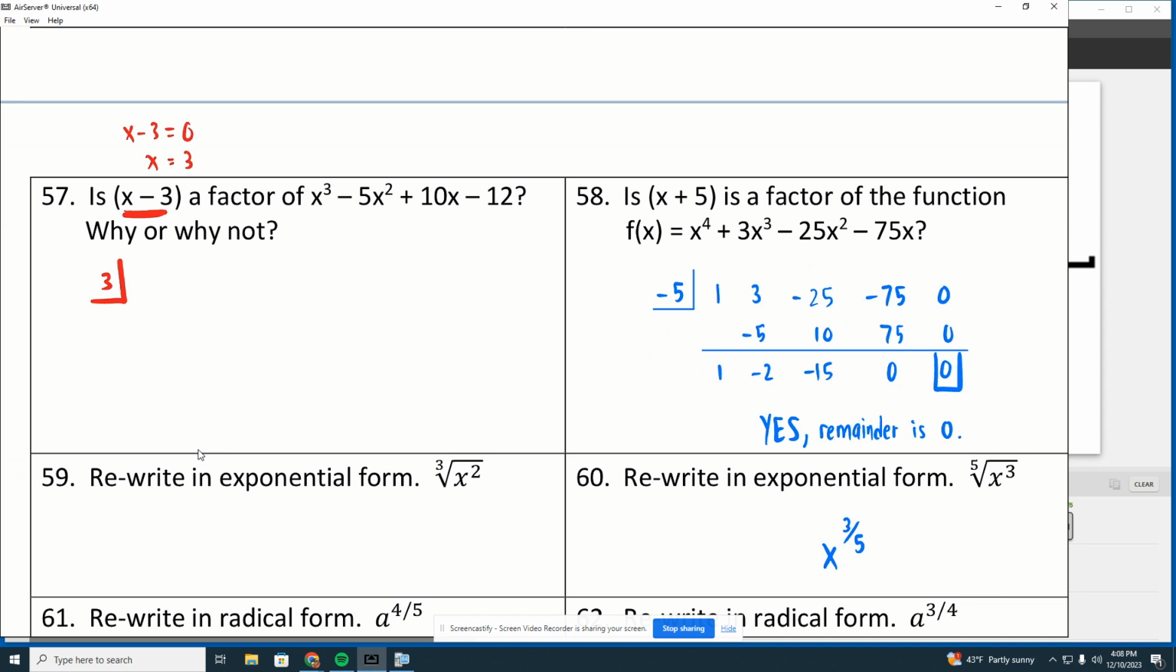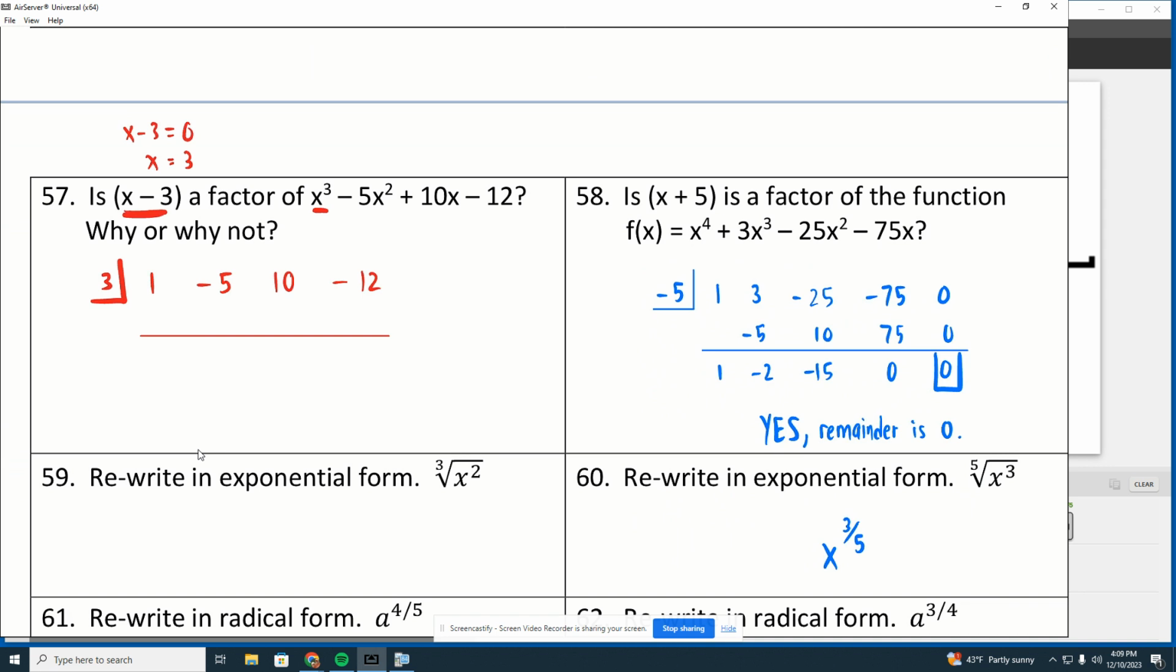Now, we always start with our biggest term, x cubed, and its coefficient is 1. Then we work our way down. After x cubed, we have x squared, negative 5. After x squared, we have x, 10. After x, we have our constant, negative 12. Remember, if any term were to have gotten skipped, you would have to include a 0 in that spot.